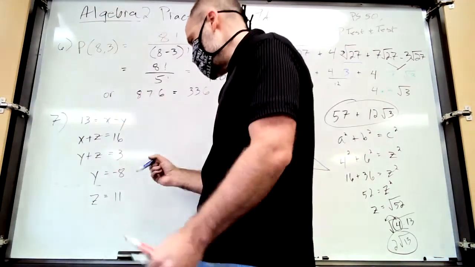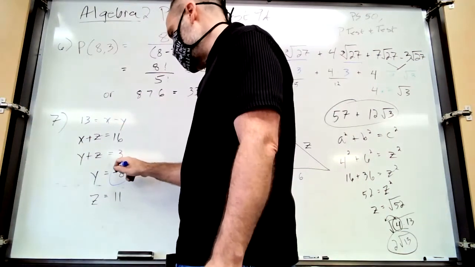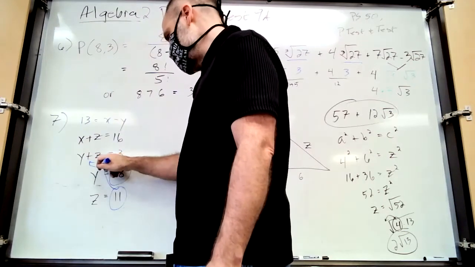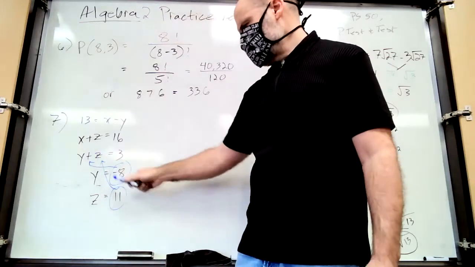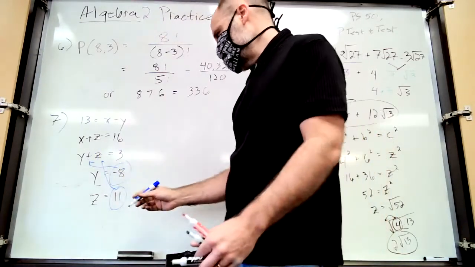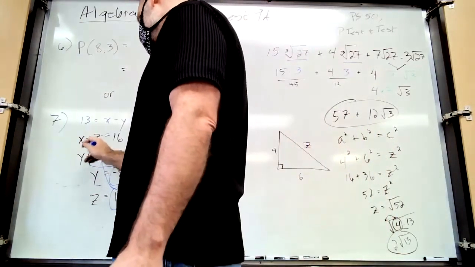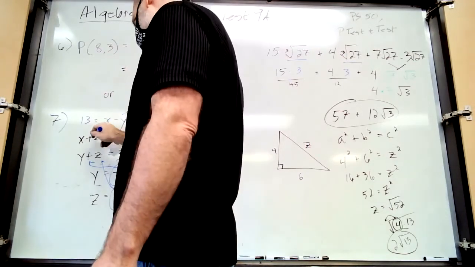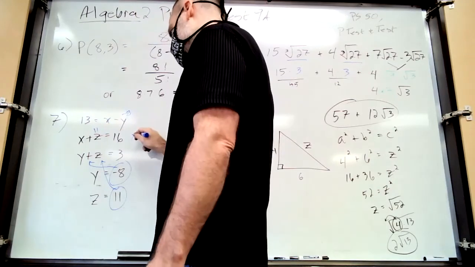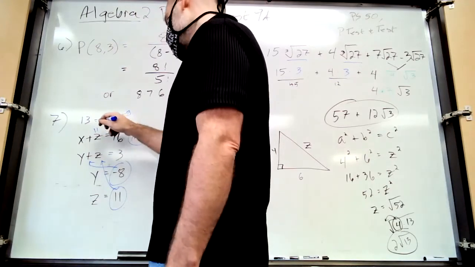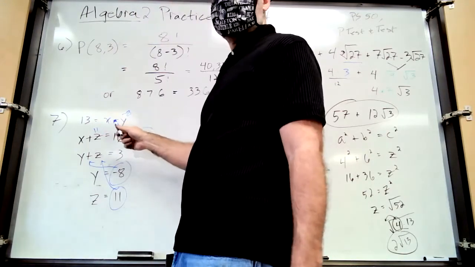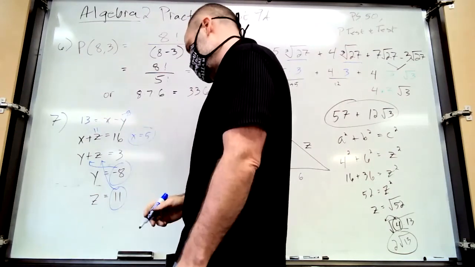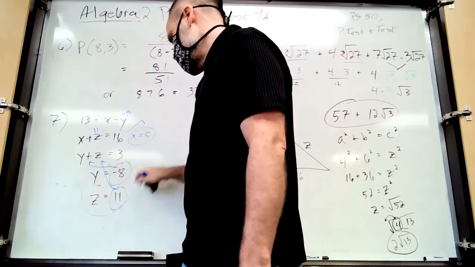Okay, so now I'm going to just plug in -8 for y and 11 for z. And hey, that works there. But now I can use -8 up here and then 11 right here. So that means x has to be 5. So let's just make sure it works here. 5 minus -8 is 13. That works.